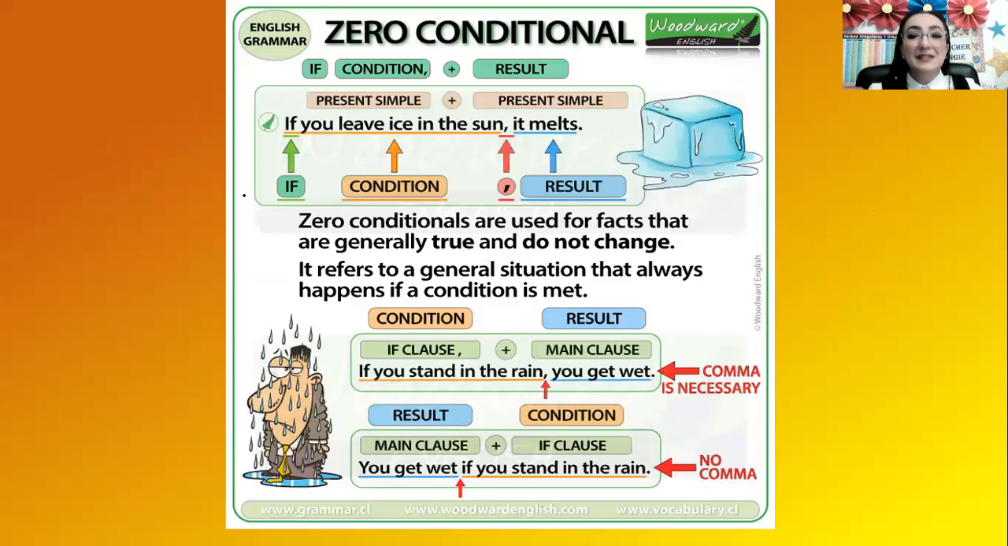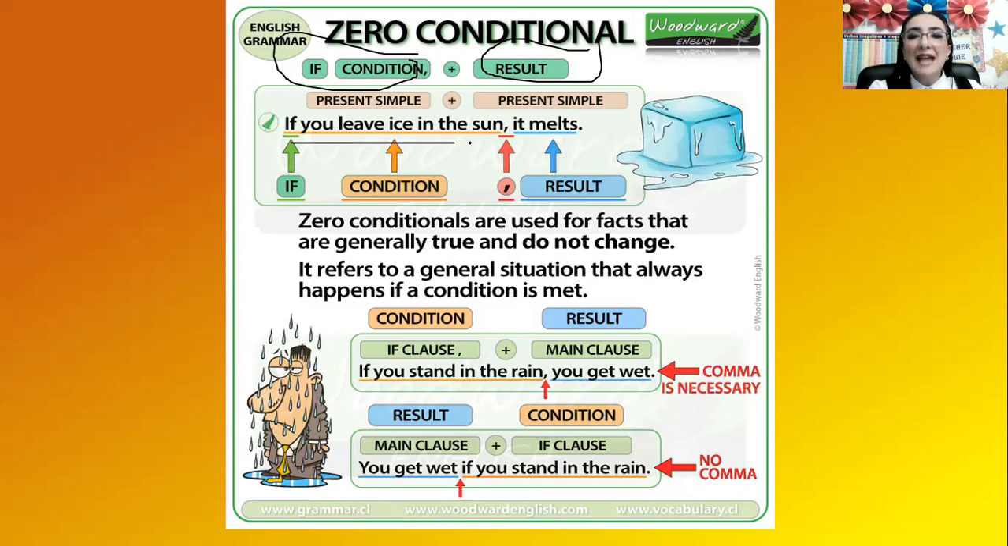Okay, remember, this is going to be used when we want to talk about facts that are generally true and do not change. It always happens. It also refers to a general situation that always happens if a condition is met. Remember, if condition and my result, but it has to be zero conditional. That is the clue. Zero conditional, present simple and present simple. Always zero conditional, your condition in present and your result in present.